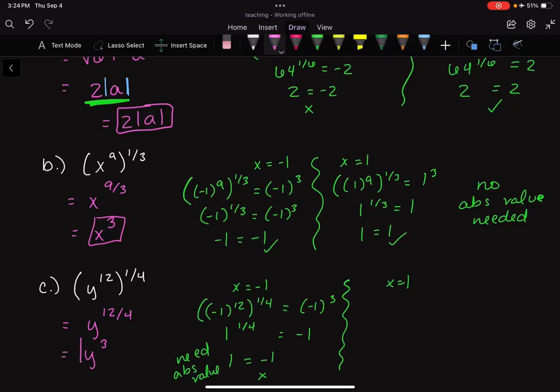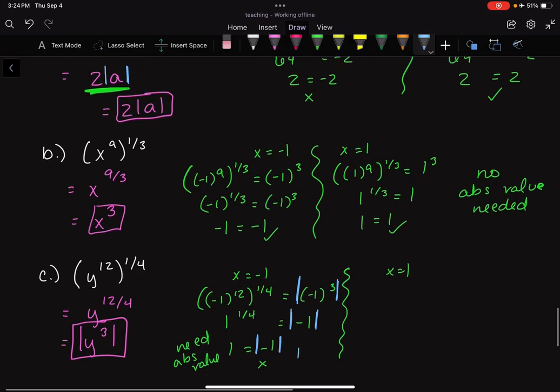So I'm going to go ahead and put absolute value bars around my variable. And so what that does is it makes it to where now this -1 cubed is going to have absolute value bars. So now it'll be 1 equals 1, and it'll be good. Won't have any issues.